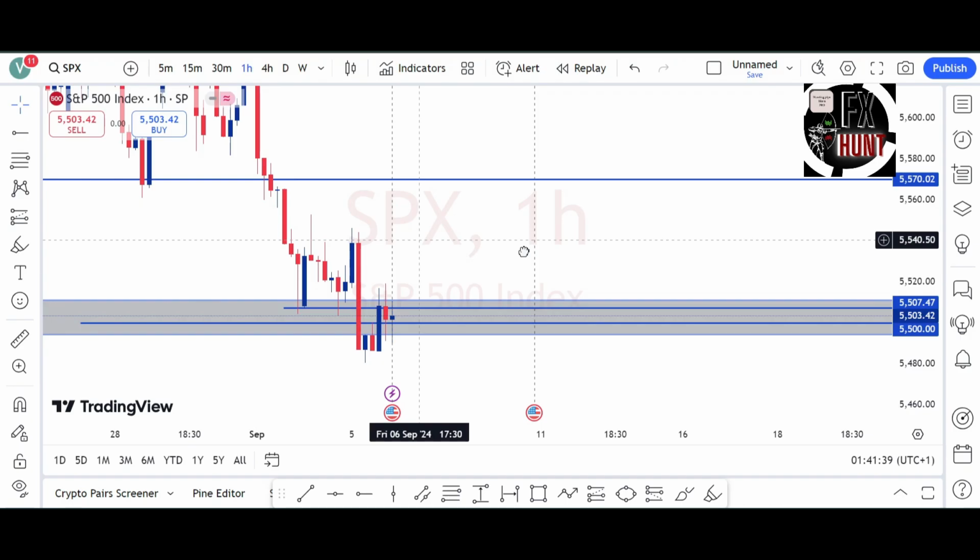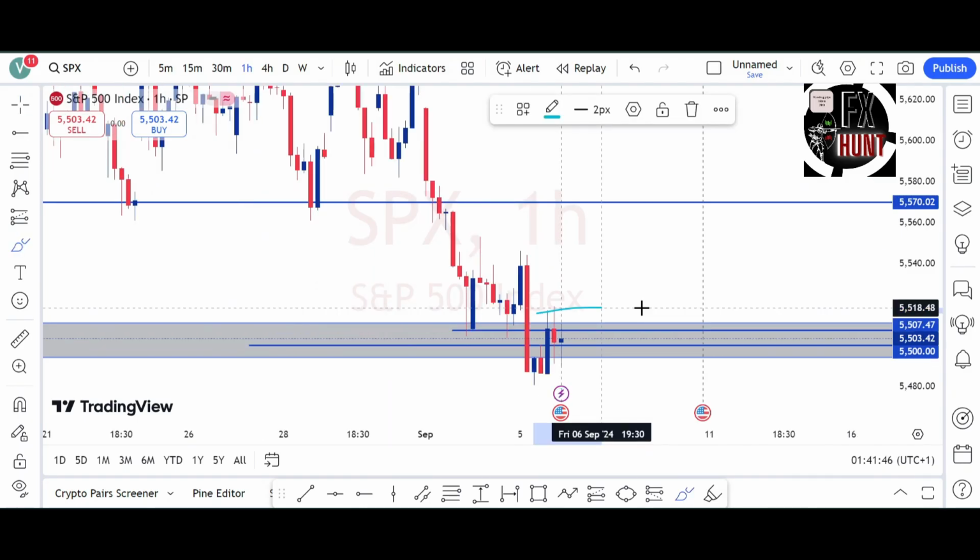So we are expecting a break of structure. We need price to break what? This lower high on the lower time frame. We need price to break it, right? Retest and continue upward, right? This is the first thing we are anticipating.